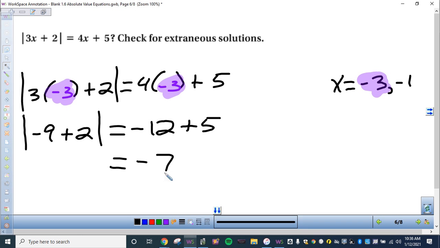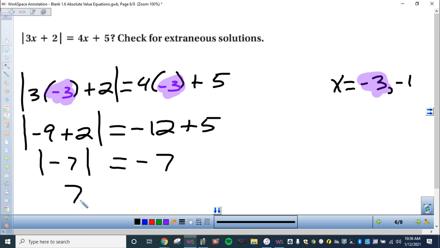If absolute value is always positive, can I get -7 on the left side? Sure can. So right now I could cross it off, -3 does not work. If you can figure that out that quickly, more power to you, right? Then you could just cross it off, -3 does not work. If you need to show that step, no problem, show the step.